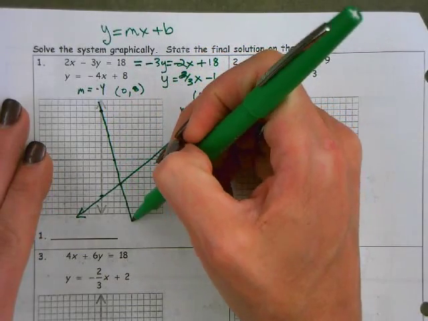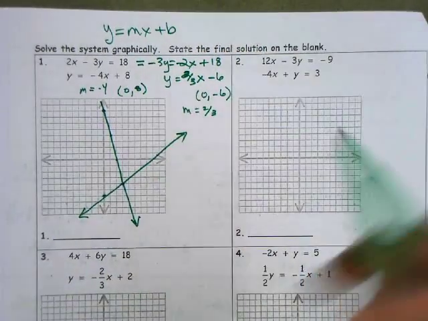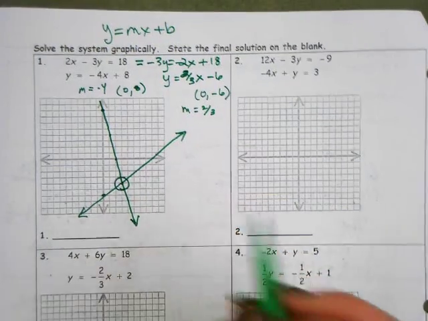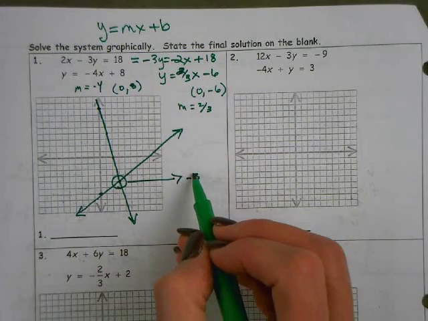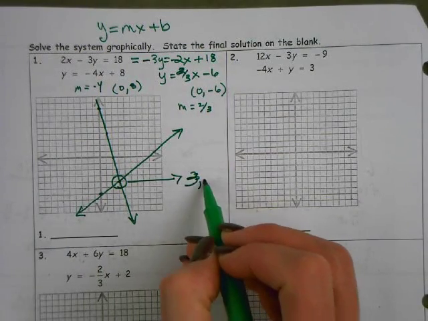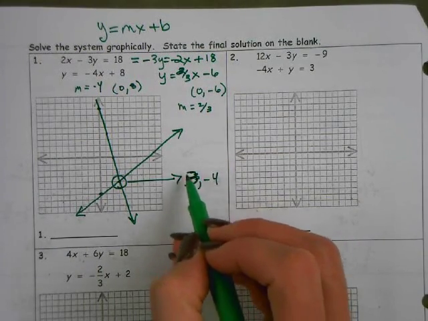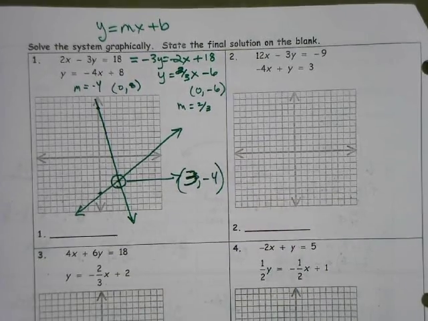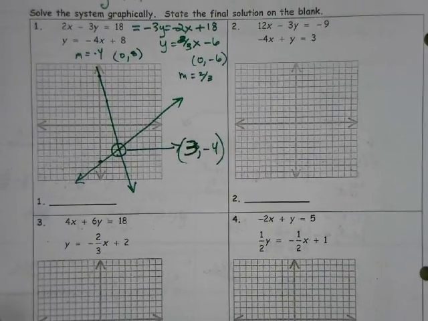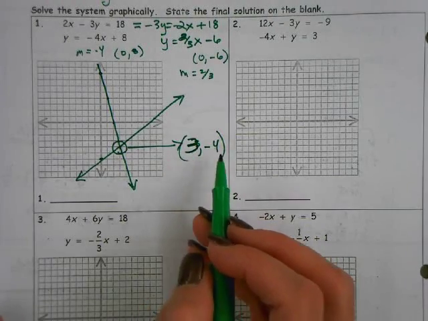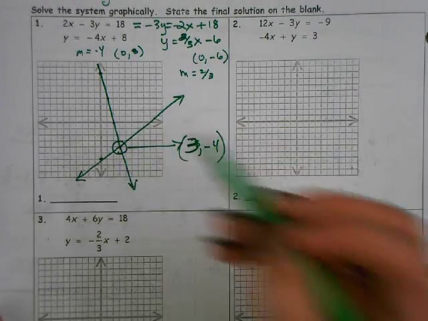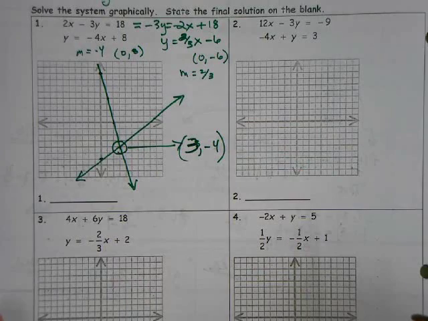And when I connect, you should see that they intersect right here. And that point then is (3, -4). Is that what you guys got? So what that is saying is when x is 3, your output is -4, that is a solution that falls on both of those lines. Okay?